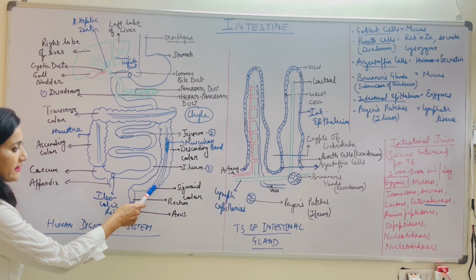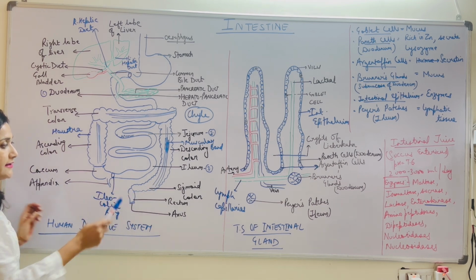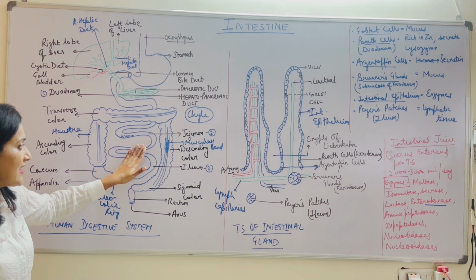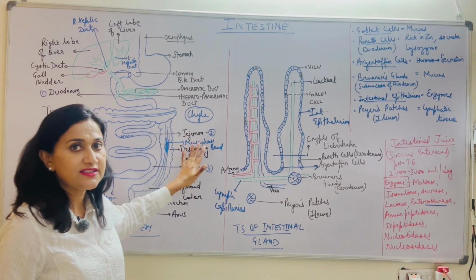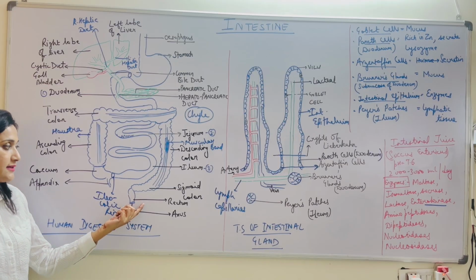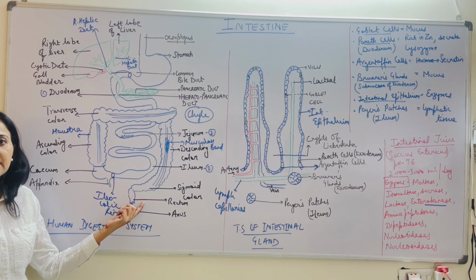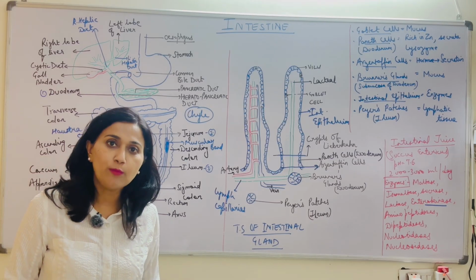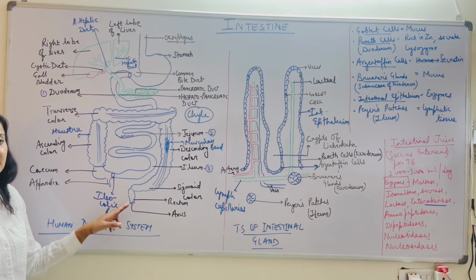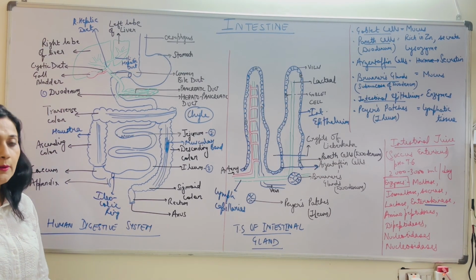Then the sigmoid colon, which is leading into the rectum. The food which has been digested is maximally absorbed in the large intestine. Now the remaining part, the fecal material, is stored for some time in the rectum so that the maximum amount of water can be reabsorbed back into the body. And finally, via the anus, the fecal material is removed from the body.